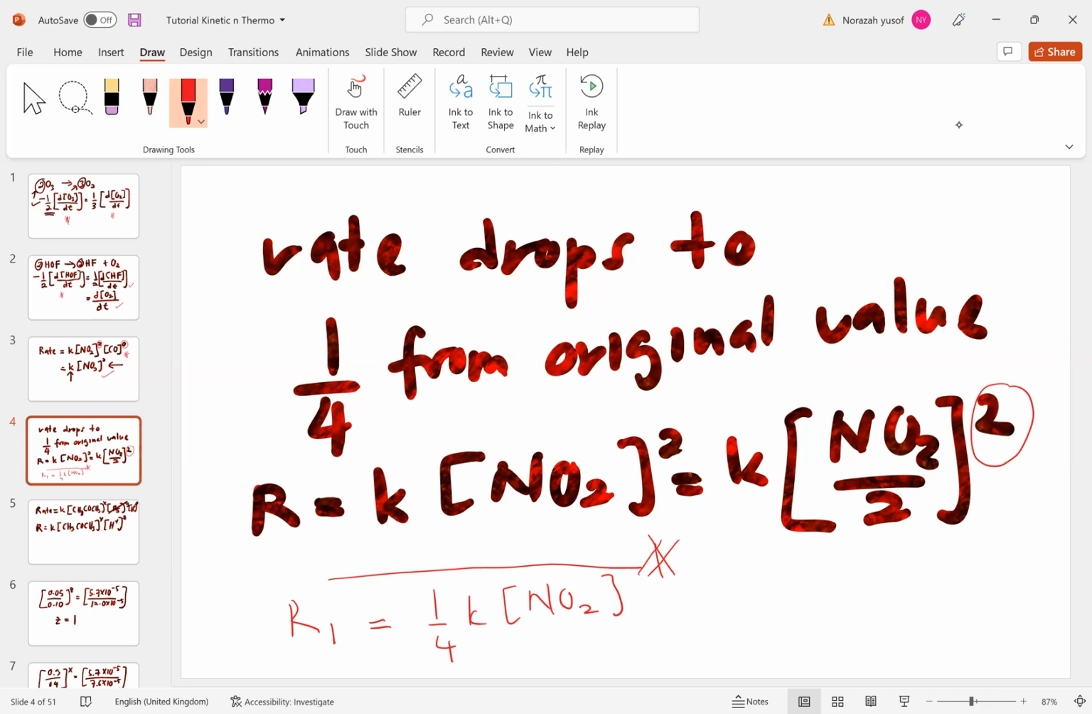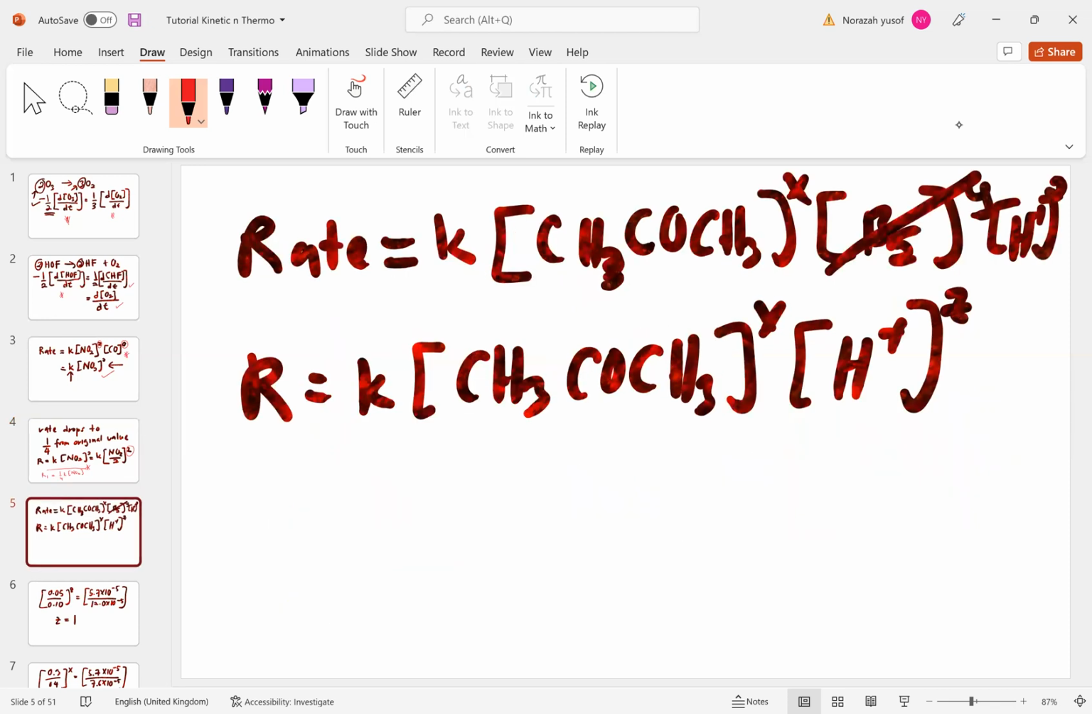Alright, now next question. The bromination of acetone is acid catalyzed. So bromination, acetone dah ada dalam soalan, acetone. And then you have bromine, okay, acid catalyzed, and then you have brominated. Saya pun tak tahu apa nama chemical dia. Plus H plus Br minus.